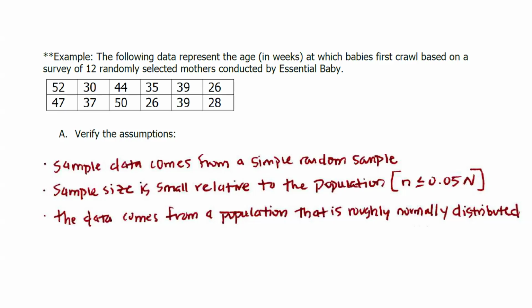And three, the data comes from a population that is roughly normally distributed. So with a sample size where n equals 12, we must verify that the population is approximately normal. We would check this by using the normal probability plot or, of course, a histogram. But since n equals 12, which is less than 30, we cannot rely on the central limit theorem, so we must verify that the data comes from a normally distributed population.